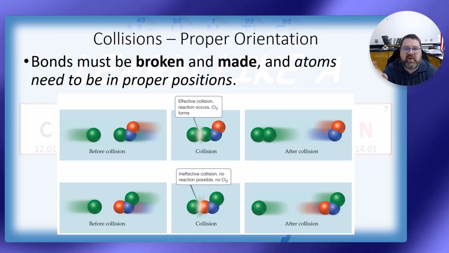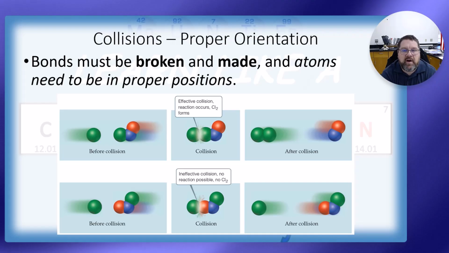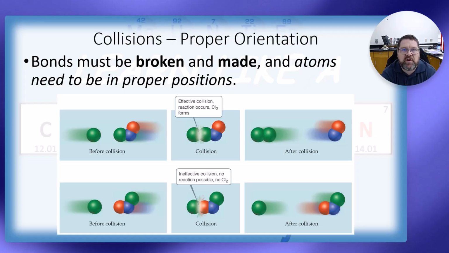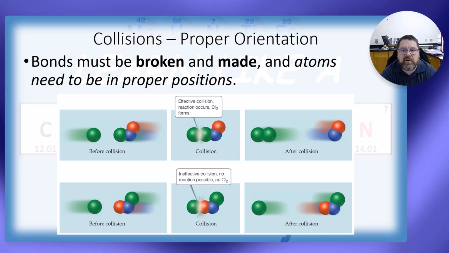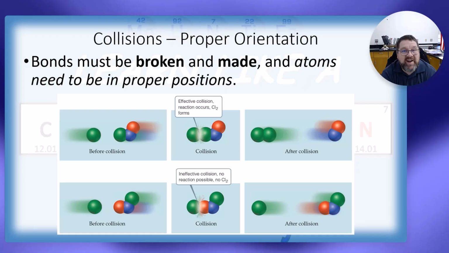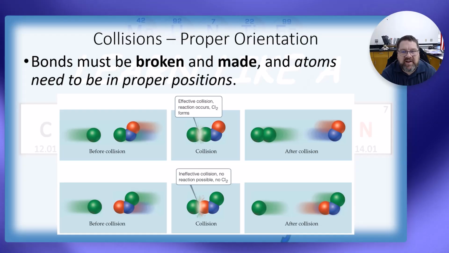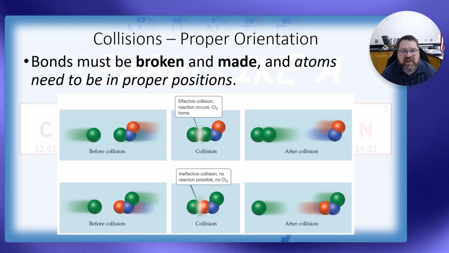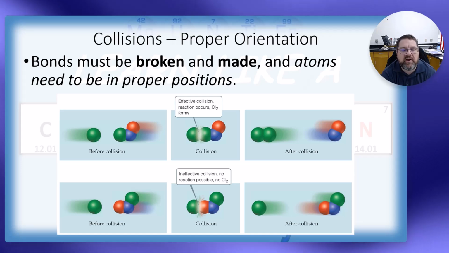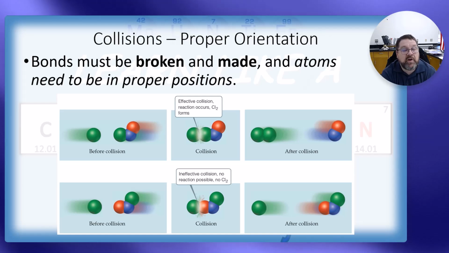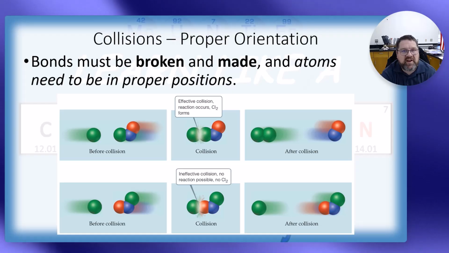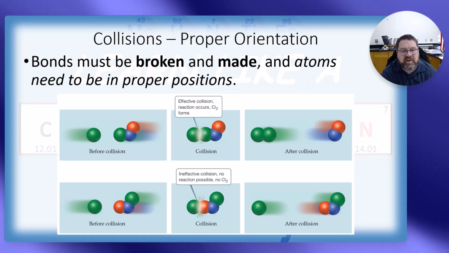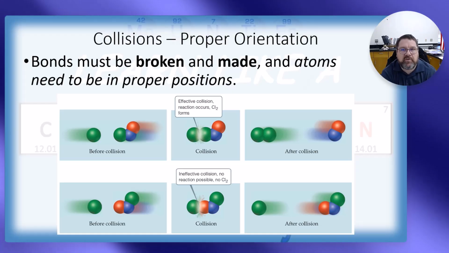But if you simply flip that blue, green, red molecule around such that the independent green chlorine atom is colliding with the red atom, then that's not an interaction between the green and the red that's going to result in a new bond. So those two particles would hit, maybe with sufficient energy, but it's not the right orientation, and they're just going to bounce right off.